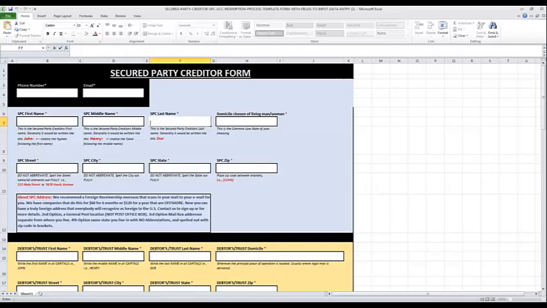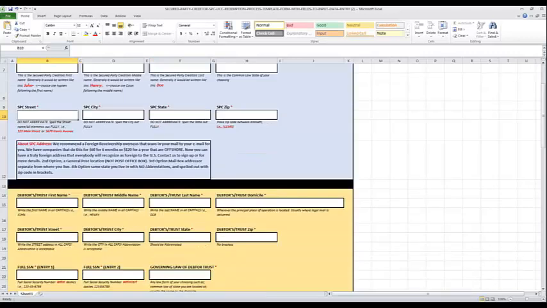Okay, then you pick the domicile of the living man or woman. We suggest the common law state of your choosing. And then you pick a street address, city, state, zip. It gives you tips on it: don't abbreviate the city, don't abbreviate the state, spell it out, and put the zip code in brackets for the secured party address.